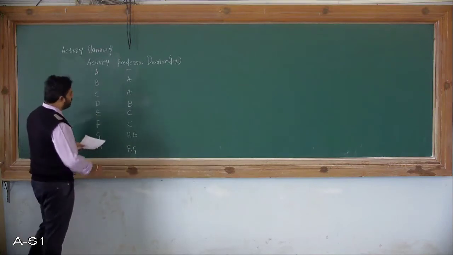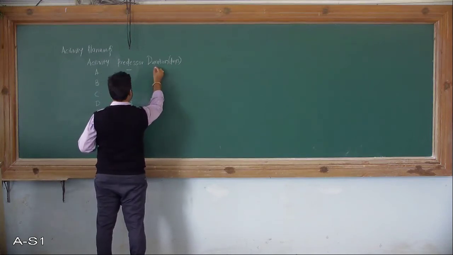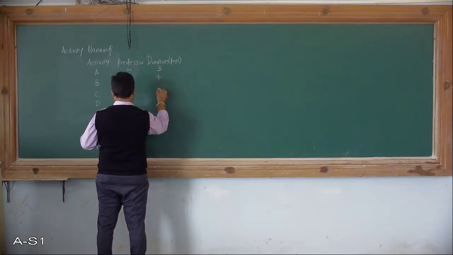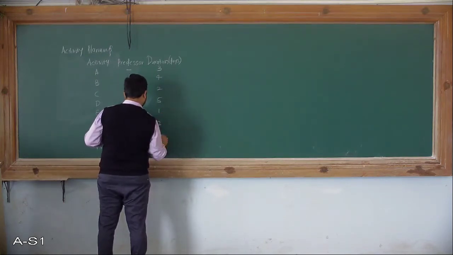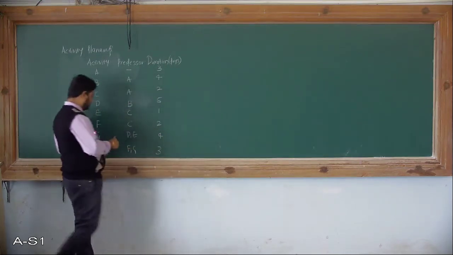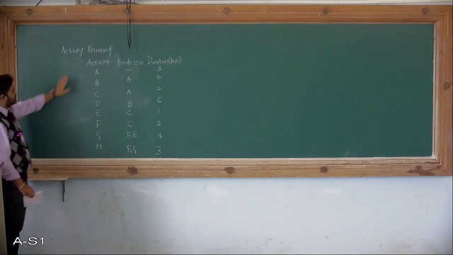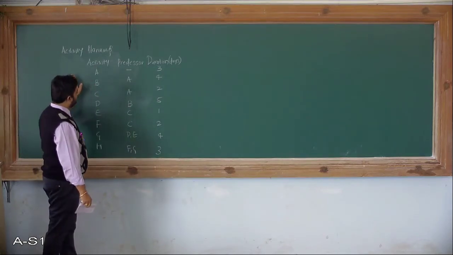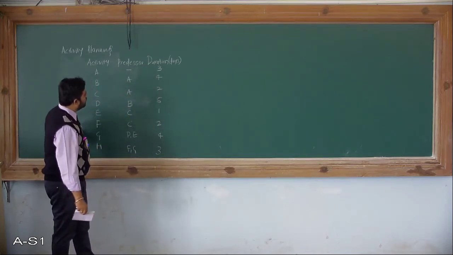Now it is time to allocate the time duration for the respective activities. First 3, that is 3 days, then 4, 2, 5, 1, then they have mentioned 2, 4 and 3. So here we have the list of activities, the predecessor, meaning the activity which depends on the previous activities, then the duration allocated for those activities in terms of days.